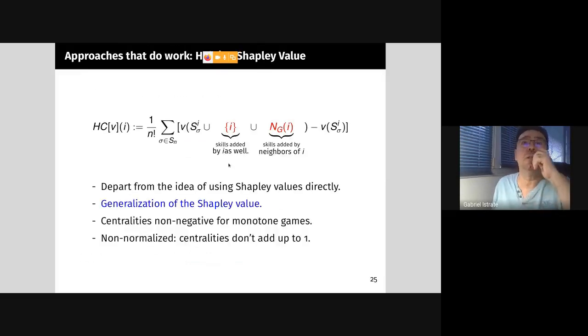It has negative values. So let me give you 2 related measures which work. The idea is to come up with something like a Shapley value, except that here I order all the nodes in the coalition, I add the node, and then I add all the neighbors. So it's a generalization of the Shapley value for the graph where every node is disconnected. It has some nice properties. For instance, it's non-negative for monotone games.